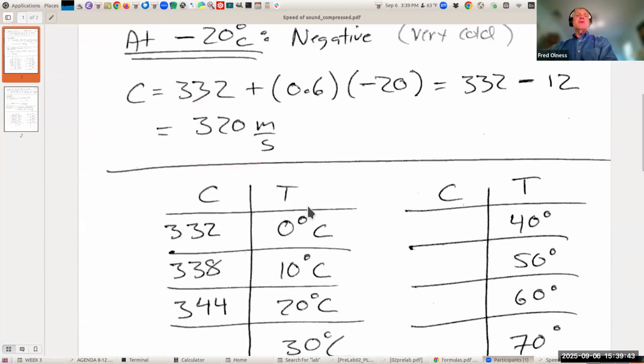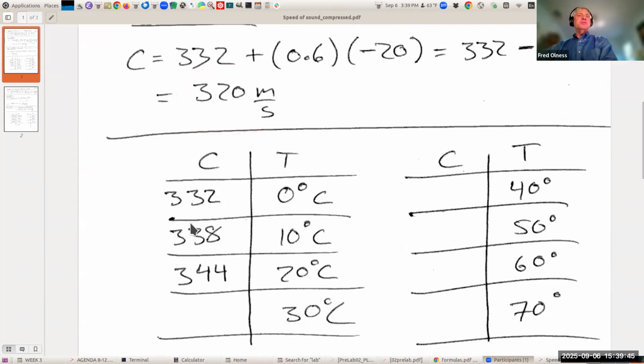And just to fill it out, here are a couple examples. You should go and fill in these tables just to make sure you understand it. But at 0 degrees C, it's 332. We figured out it was 344 at 20. And you see it goes up by 6 meters per second each time. So here to here is 6, here to here is 6, and then you add 6, 6, 6, 6, and fill in the table.